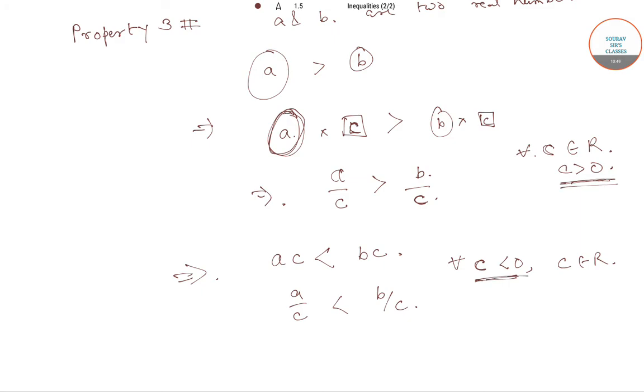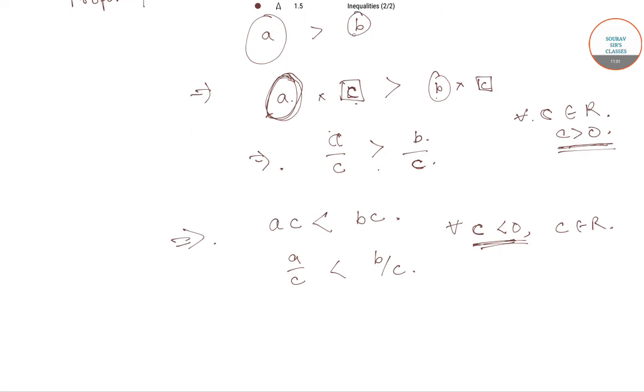So when C is a positive real number, then if A is greater than B, then AC is greater than BC, or A by C is greater than B by C. But if C is a negative real number, then if A is greater than B, then AC would be less than BC, or A by C would be less than B by C.